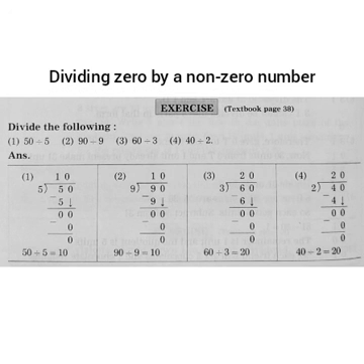Exercise from page number 38. Dividing 0 by a non-zero number. The question is, divide the following. Number 1. 50 divided by 5. 50 means 5 tens and 0 units. Divide 5 tens equally among 5. Each will get 1 ten and 0 tens will remain.